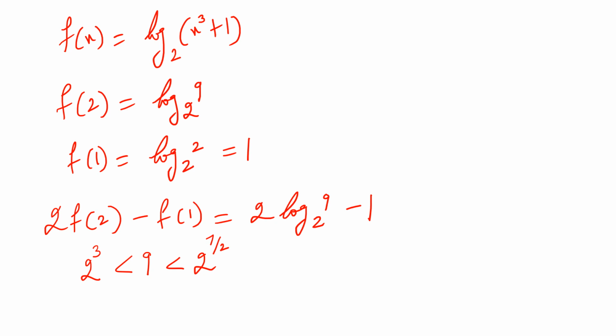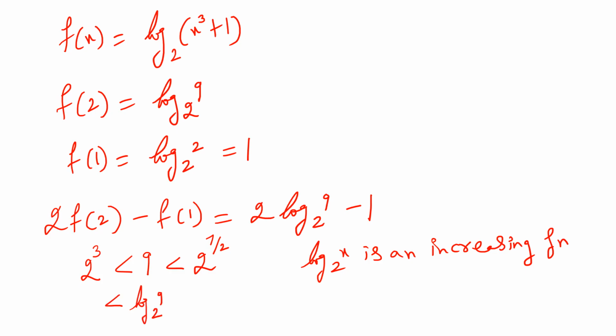Now students, we know that logarithmic function log x to the base 2 is an increasing function. Because whenever the base of log x is greater than 1, then it is an increasing function. So now I can write log 9 base 2 will be greater than log 8 base 2, which is nothing but 3, and smaller than log 2 to the power 7 by 2 to the base 2, which is nothing but 7 by 2. Now students, just multiply this inequality with 2 throughout.